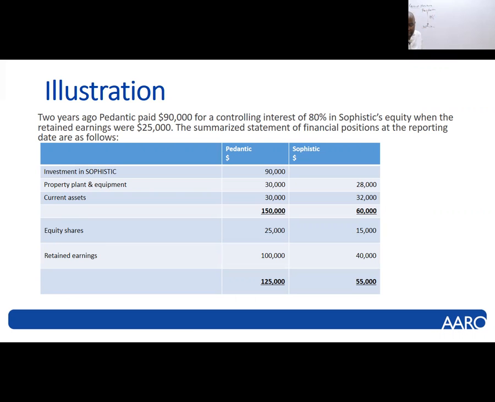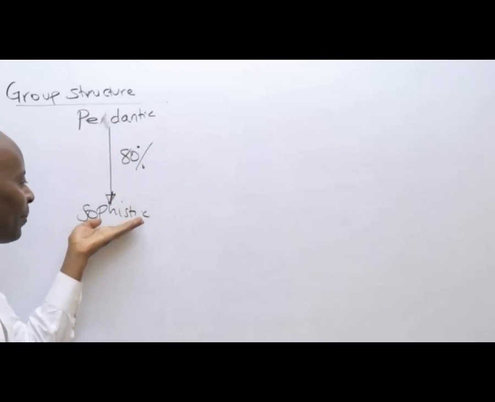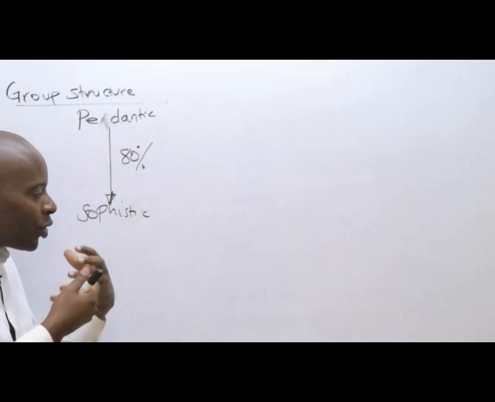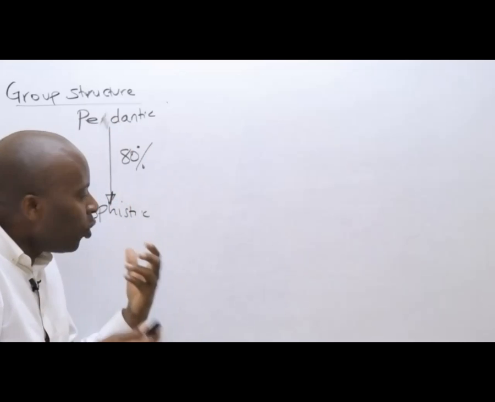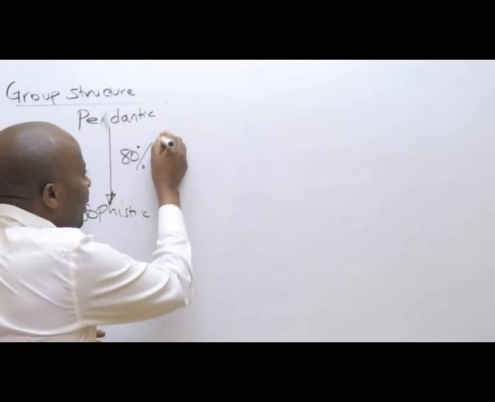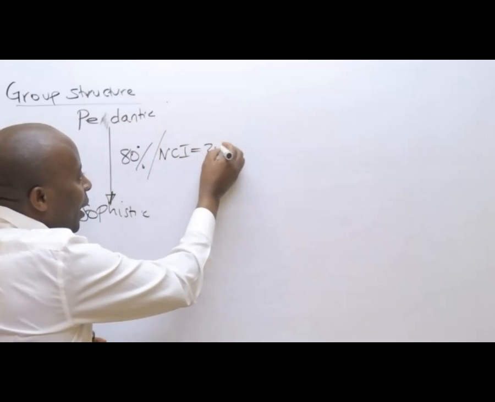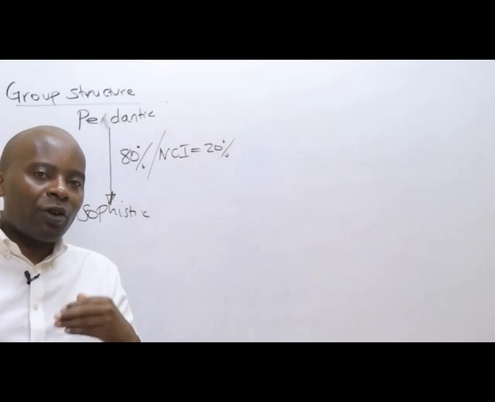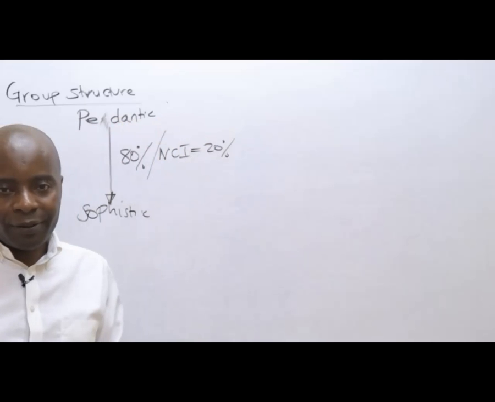That automatically makes this company, or rather this company here, to be called what here? Our subsidiary. And if it is called our subsidiary, you can see we don't own everything. We don't own everything of Sophistic. So the other smaller percentage is owned by a team we shall be calling NCI. NCI will be owning 20%. NCI stands for the non-controlling interest. That percentage is smaller.